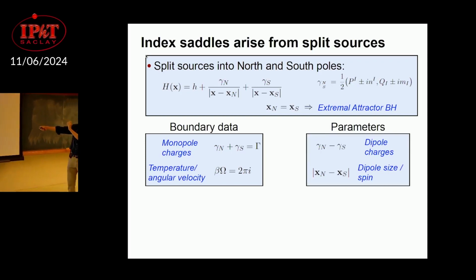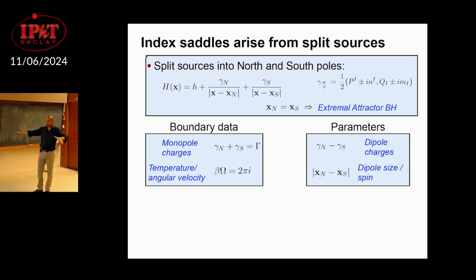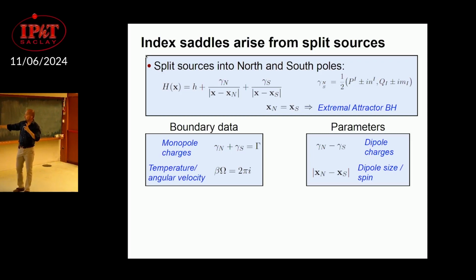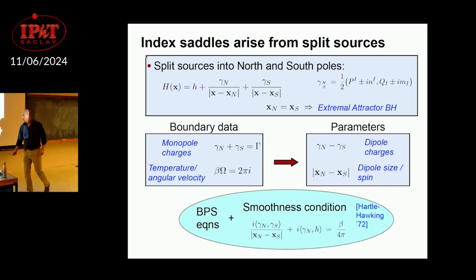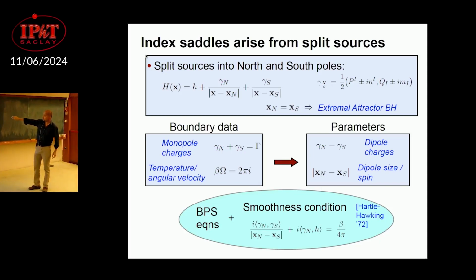And the parameters of the solution are the dipole charges, right? That's not fixed from infinity, it dies off much faster, and the size, the distance between the two centers. Or as we saw, that is related to the angular momentum. And let's count equations. You have as many BPS equations as charges. And then you have one smoothness condition as before, and that's a real condition which involves all the charges and the distance and the temperature. And so together you have the same number of equations as parameters, and you can solve this. Okay?